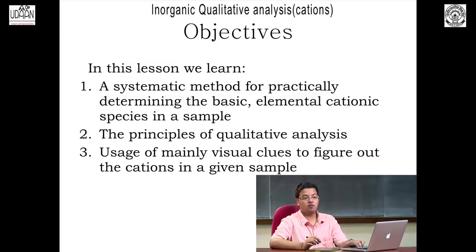Qualitative analysis of inorganic species is a part of analytical chemistry that deals with detecting the constituents of a solution: cations, anions, complex cations, anions, etc. The principles of qualitative analysis involve the usage of mainly visual clues to figure out the cations in a given sample. You see, the skill involved in qualitative analysis is drawing correct inferences from observations that are mainly visual, but also sometimes, depending upon the reactions, we have some other inferences depending upon other observations also.